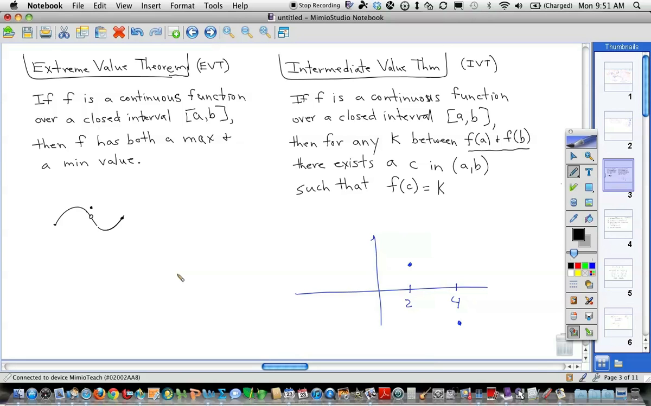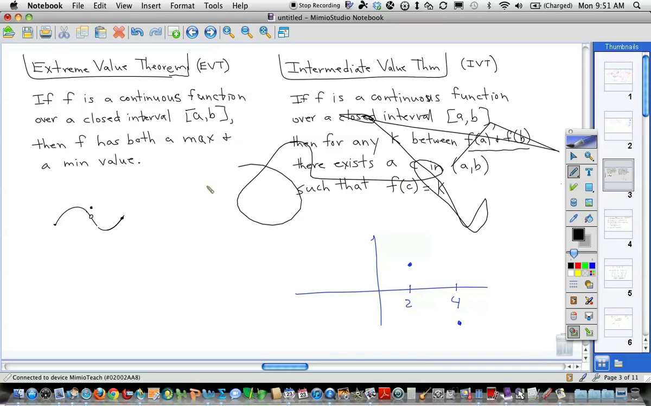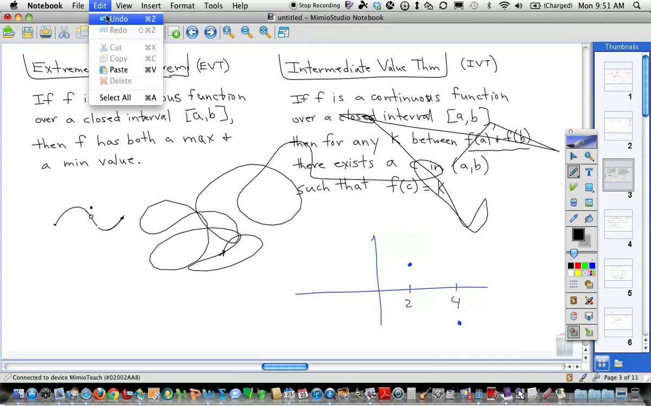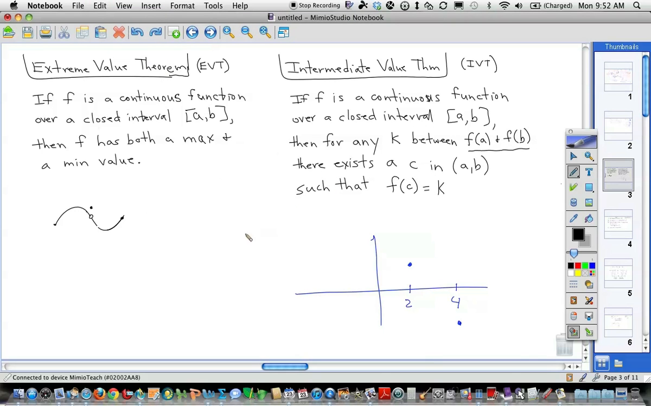Okay, the intermediate value theorem says that if f is continuous over a closed interval AB, so same, whoops. I wasn't even touching the board. All right. So the intermediate value theorem, intermediate, think between, so it's values between, and the key is it's between where? What's the key to the intermediate value theorem? It's the points between the endpoints, f of A and f of B.